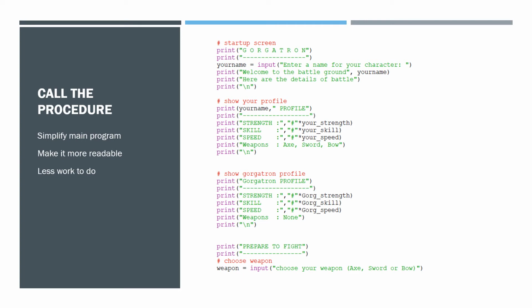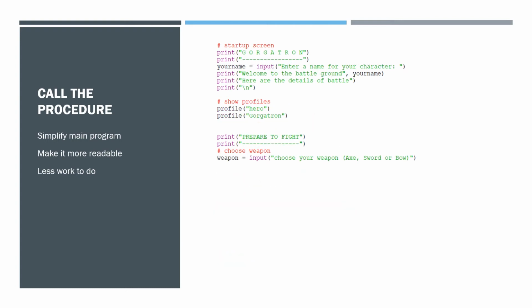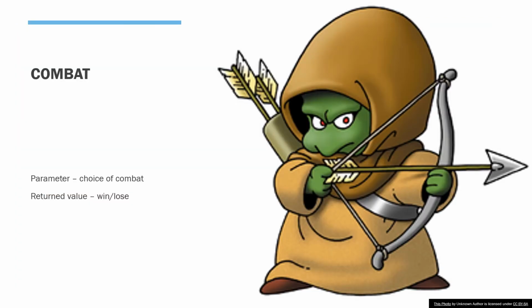In the main program, where I show my profile and Gorgatron's profile, I can now simplify the program greatly, and it shrinks to this size. I've just got profile brackets hero and profile brackets Gorgatron, and all the profile code has been extracted to that procedure, and either Hero or Gorgatron are sent as parameters. In the remainder of the program, the hero chooses a weapon and then fights Gorgatron.